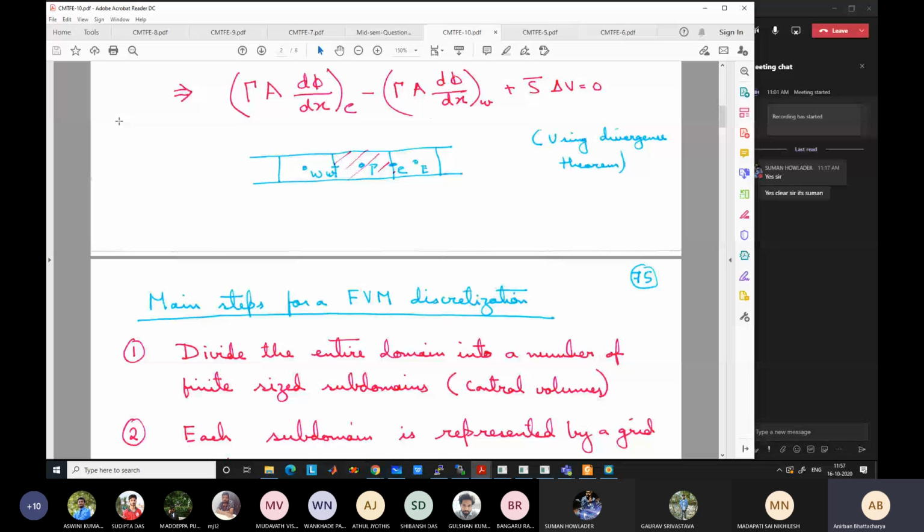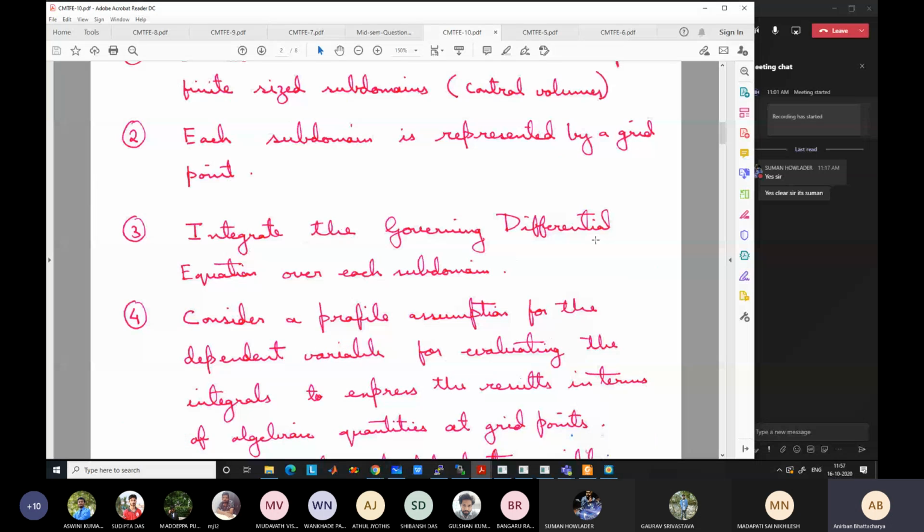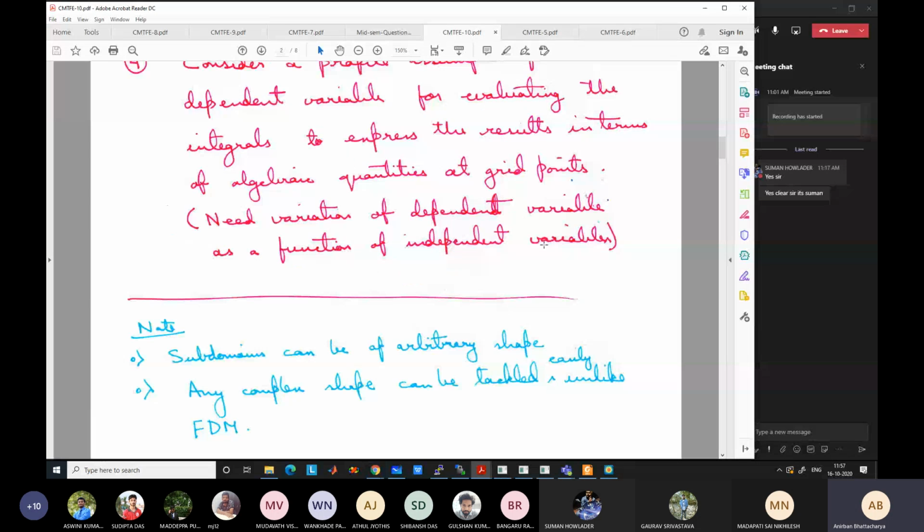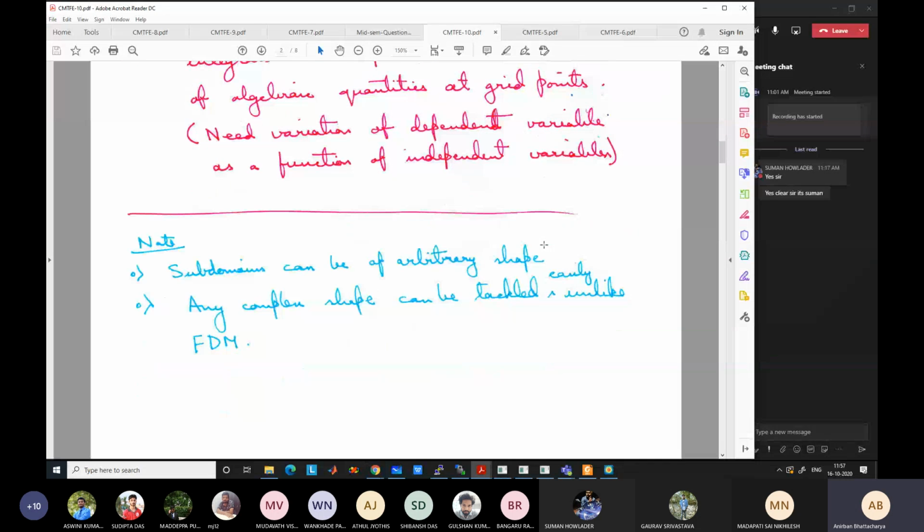So what will happen? There can be multiple solutions or different assumptions, but at the limit, if you keep on increasing the number of control volumes and reduce the size of the control volume, all the solutions will converge to the correct solution, exact solution, means exact solution of the governing equation. Okay. So please note that for finite volume method, subdomains can be of arbitrary shape.